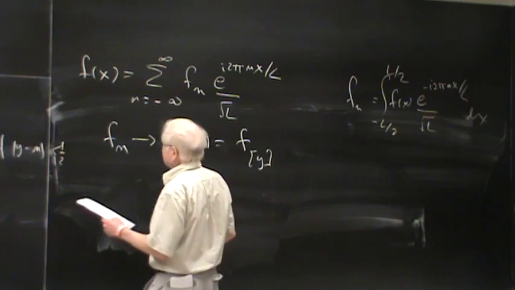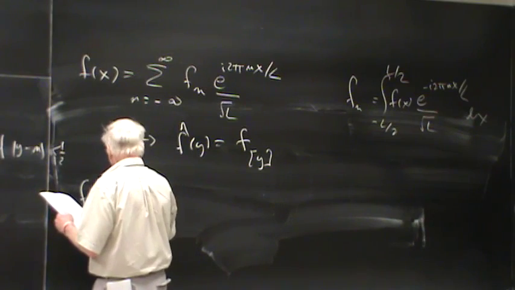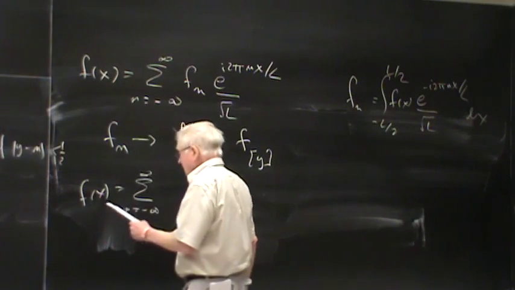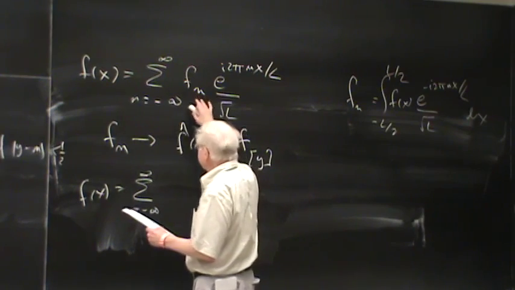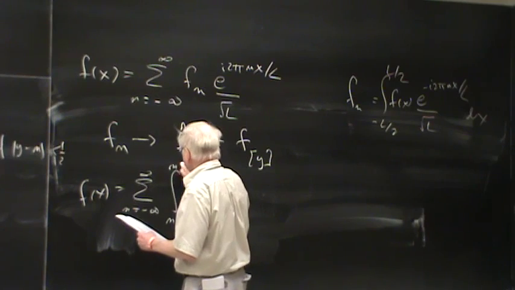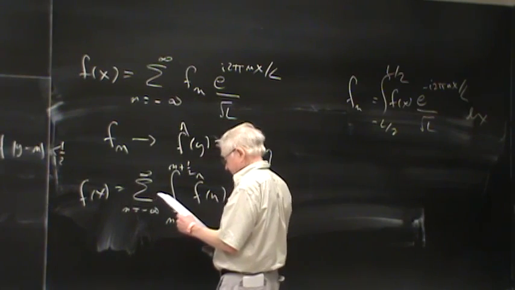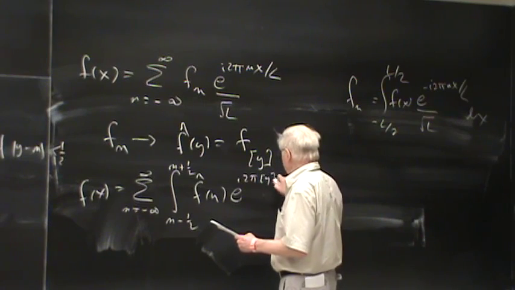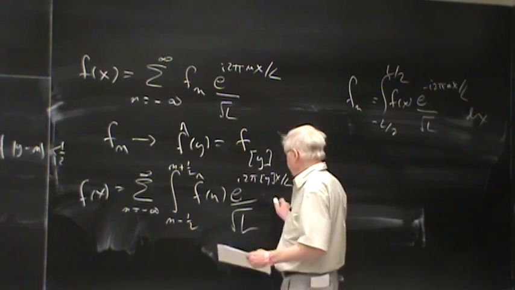And in terms of this, f of x is then a sum n equals minus infinity to plus infinity. And now what we can do is rewrite this f sub n as an integral over its constant values. So what we're doing is just going from n minus a half to n plus a half, f hat of y e to the i 2 pi nearest integer of y x over L, divided by square root of L, dy.